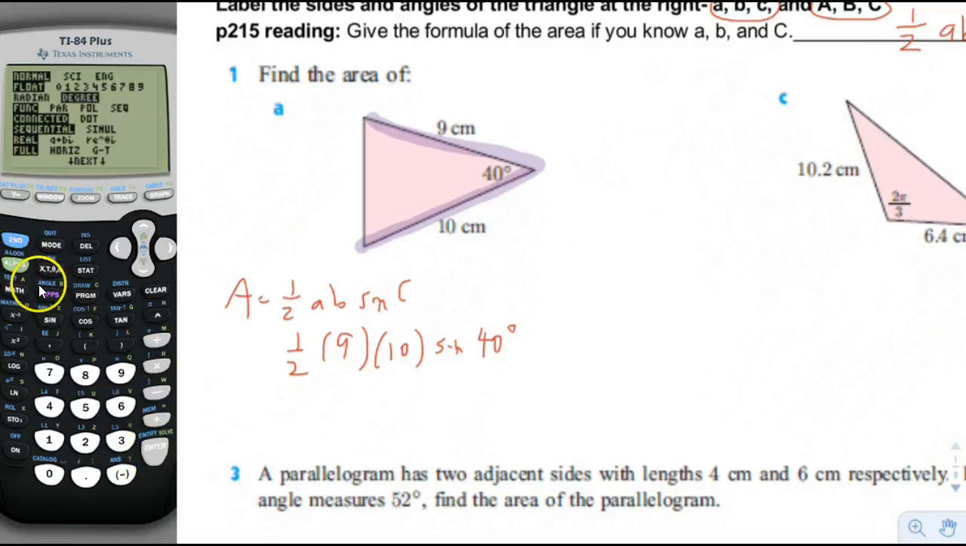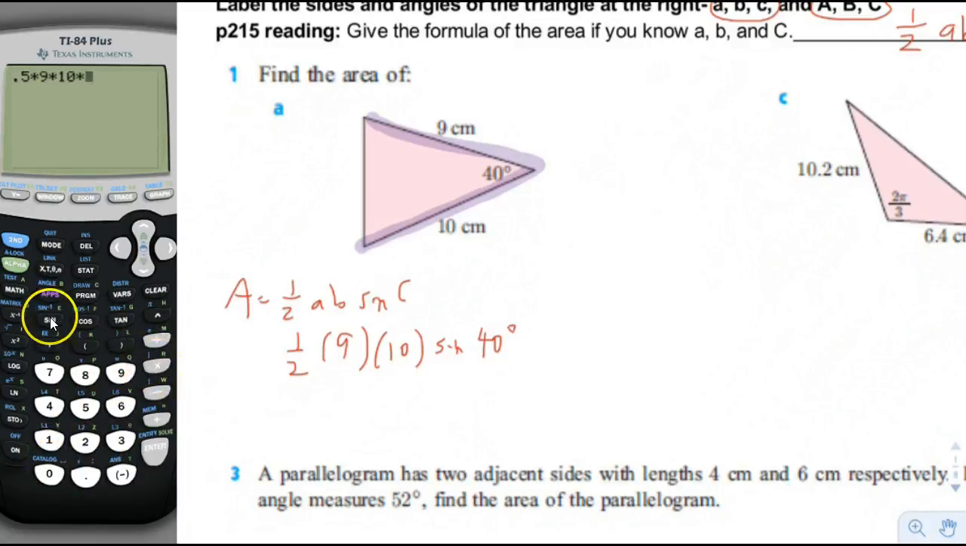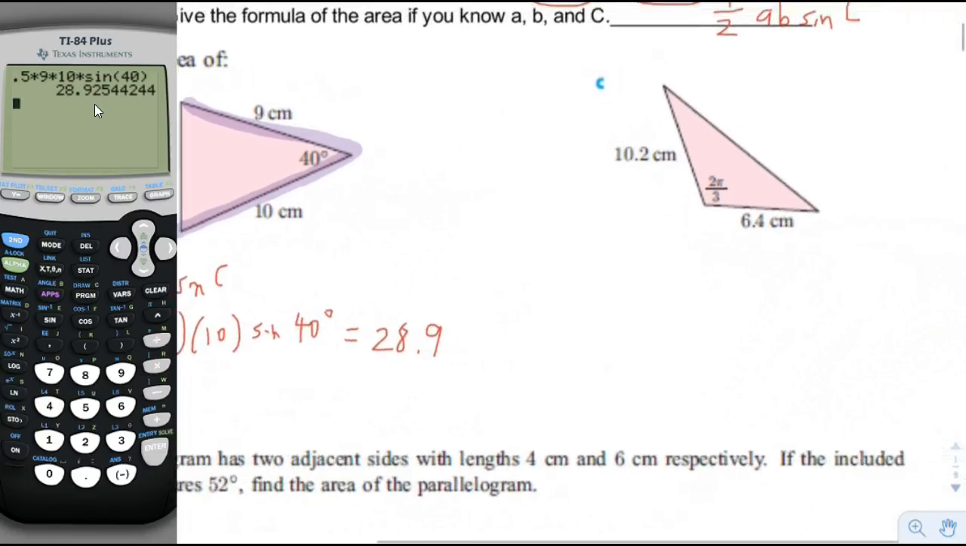And then we do 1/2 times 9 times 10, that would be 90 actually, and then we multiply it times sine of 40 degrees. And they know it's 40 degrees and not radians because we changed the mode to degrees. So the answer is 28.9.